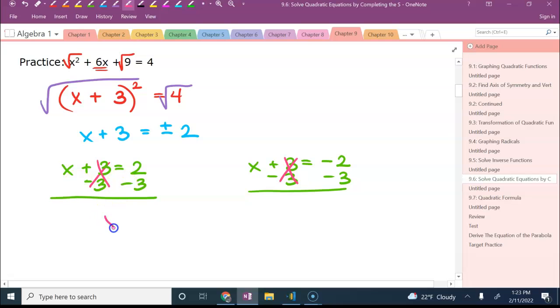And for this first one, we have 2 minus 3, which would be negative 1, so there's one answer. And then for this side, we have negative 2 minus 3, which would be negative 5. And so there's that answer.